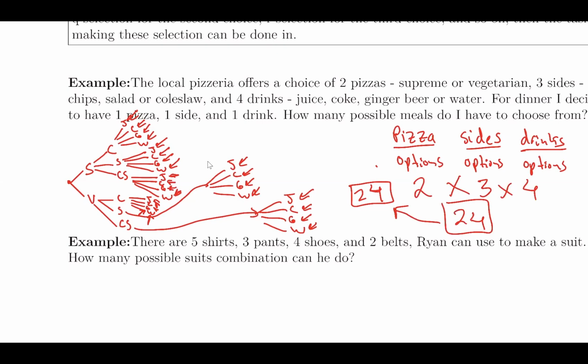All you have to do is see, okay, first, what are all of the events? The events are you're getting a pizza, you're getting a side, and you're getting drinks. And then you see how many options you have for each one of those events. So for pizza, I have 2 events. Sides, I have 3 events. Drinks, I have 4 events. If I do 2 times 3 times 4, you get 24.